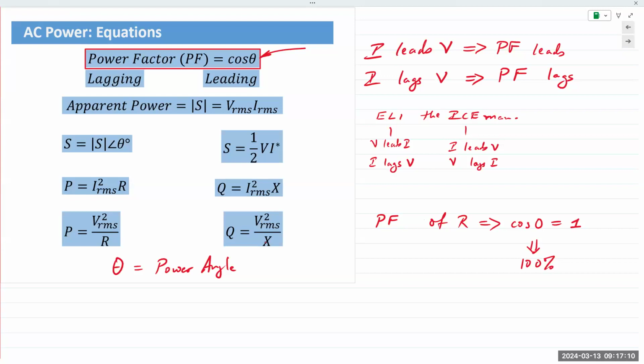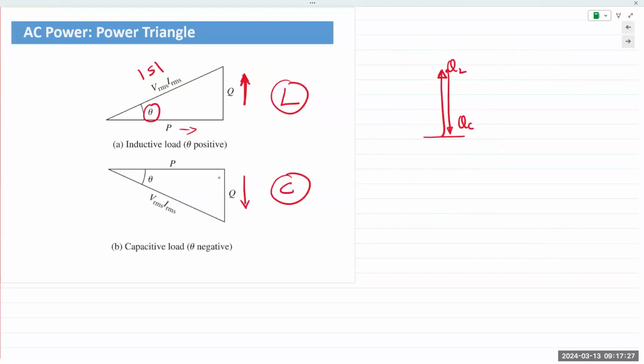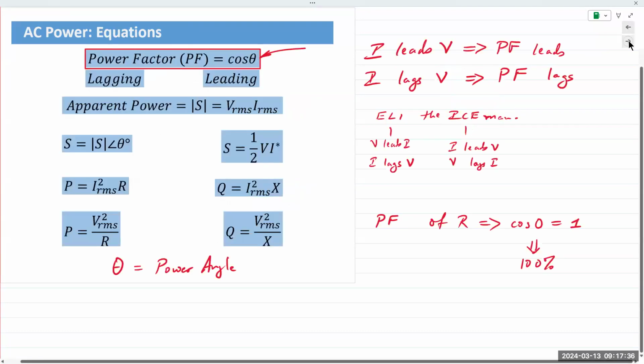What we need to do is to balance out the requirement of this inductive reactive power by installing a bank of capacitors in front of the inductive loads. And as we saw in last class, when you connect a capacitor in front, it reduces your requirement for the total reactive power from the source. And that is known as power factor correction.